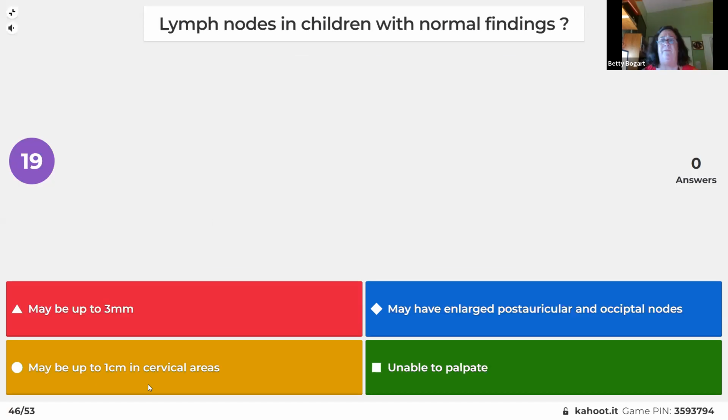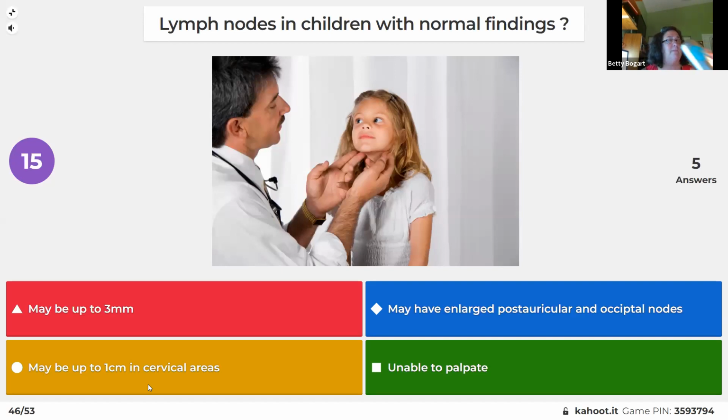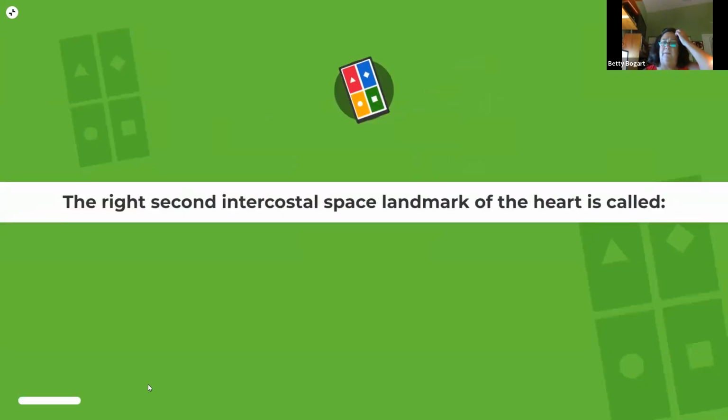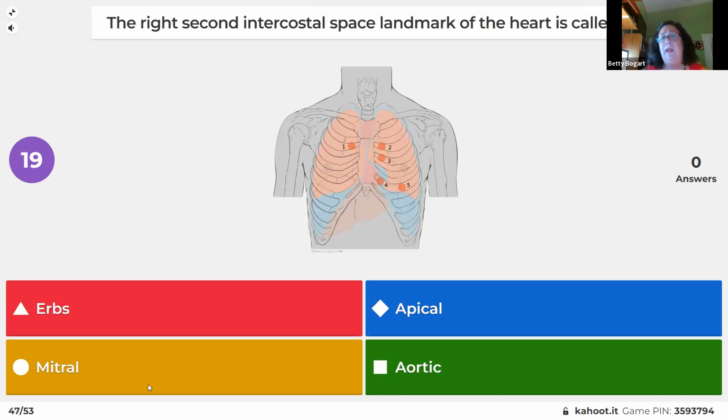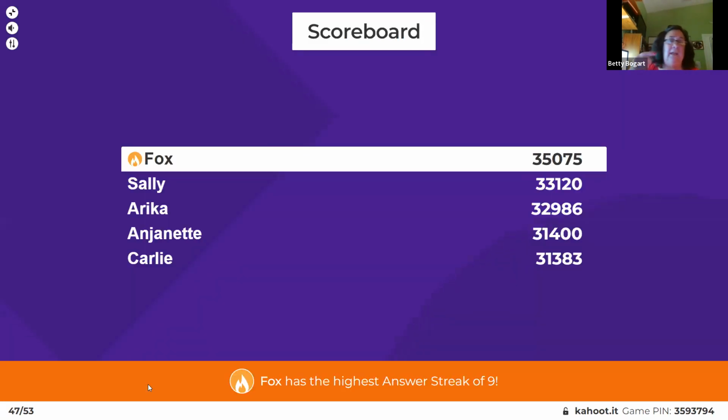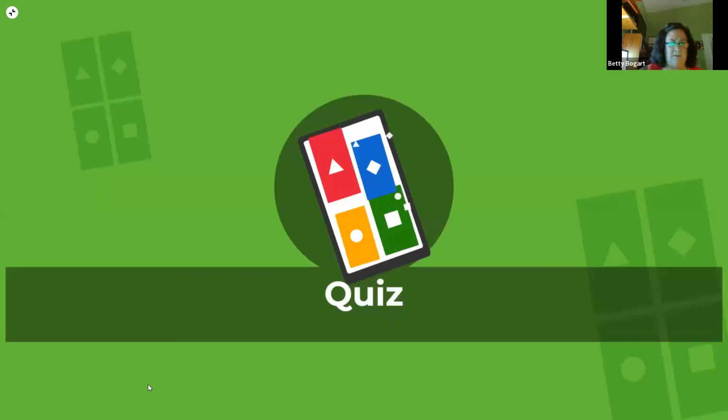Lymph nodes in children with normal findings, what does it feel like? You shouldn't be able to feel those at all. Good. Giving you a couple things here now to think about. Right second intercostal space, landmark of the heart is called what? One of the chapters in the book had to do with assessment, so I'm throwing in some areas of assessment and you need to refresh. You need to look at it because these are questions you will see. That is the aortic valve. So right second intercostal is aortic. In the study guide PowerPoint, you're going to see another chart with all of them, so please study that.